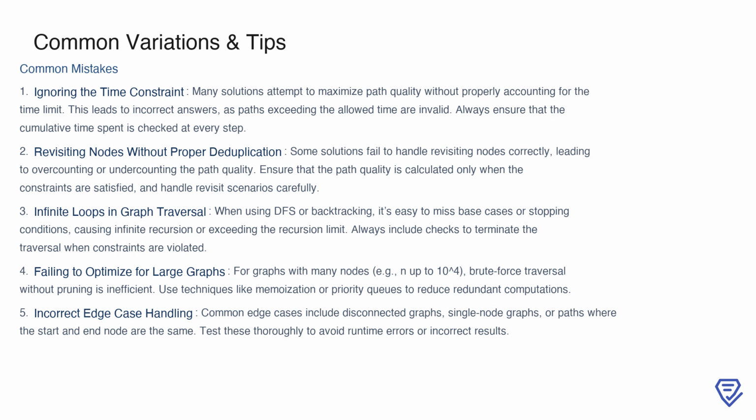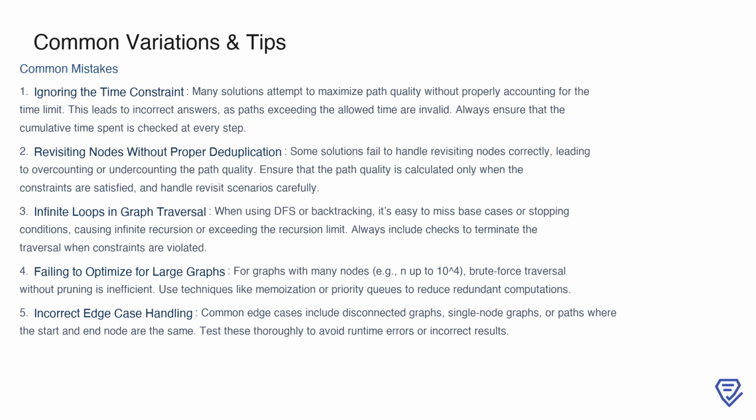Another pitfall is infinite loops during graph traversal. This often happens in DFS or backtracking approaches when stopping conditions or base cases are missing. To avoid this, include proper checks to terminate the traversal when constraints are violated.